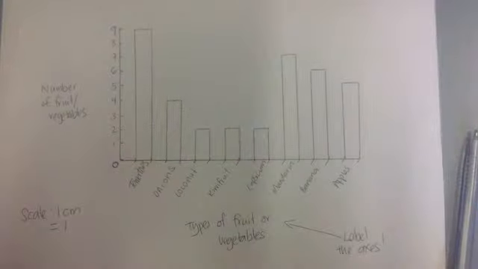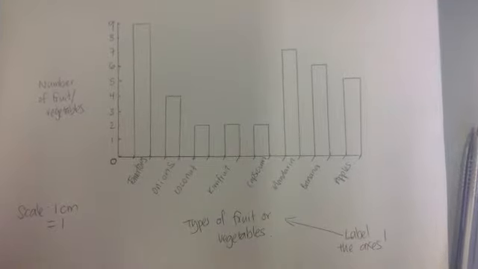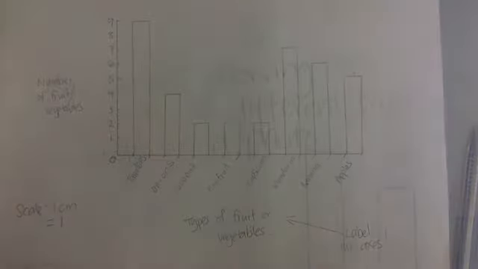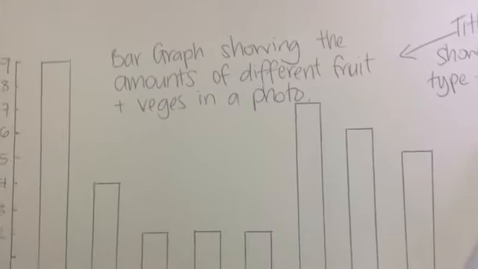So here is the finished product with all of my bars on. The only thing that's left is to give the graph a title. So this is a bar graph showing the amounts of different fruits and veggies in a photo.